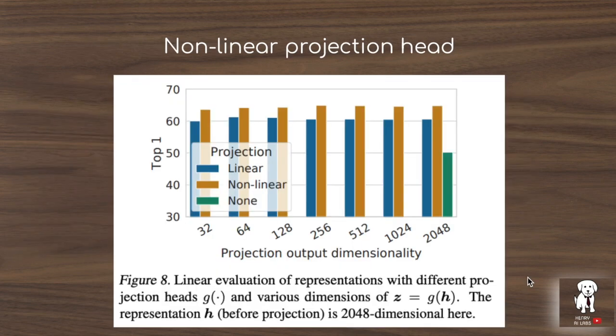This table further shows the results of doing a nonlinear projection from the h into z space. The idea here is that the orange, yellow nonlinear is where you take that h representation and map it by transforming it with a weight matrix, then putting that through a ReLU function, and then through a second weight matrix, compared to just having a weight matrix times h to get this final representation. So you see the performance is better by doing the nonlinear projection head.